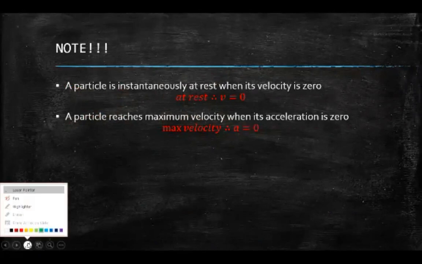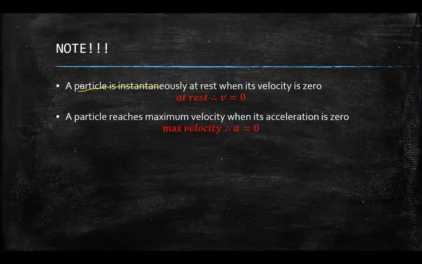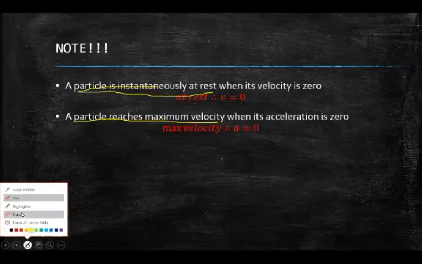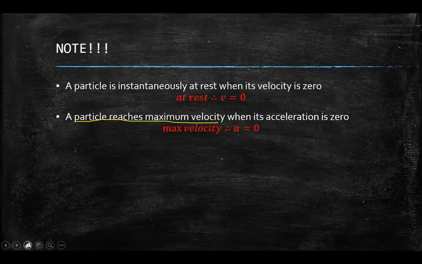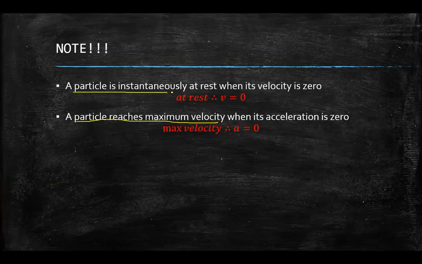Particle instantaneously at rest. Let's just pretend that's underlined. And then particle reaches maximum velocity. So if I told you that a particle is at rest, instantaneously means at that point, the body is not moving. At rest means that it's not moving, it's stationary.